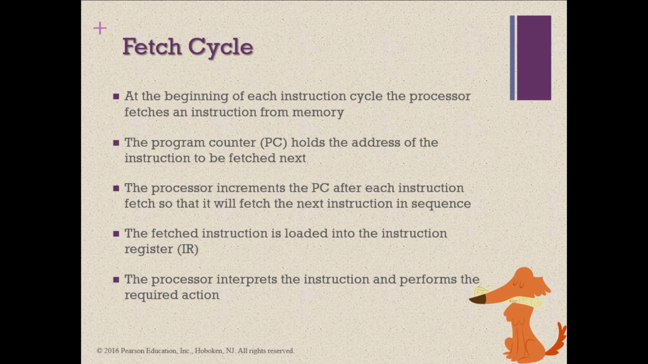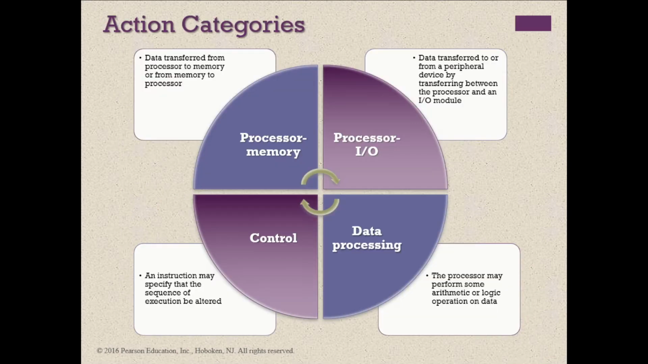The fetched instruction is loaded into a register in the processor known as the instruction register, or the IR. The instruction contains bits that specify the action that the processor is to take. The processor interprets the instruction and performs the required action. So what are these actions? On the next slide we have the action categories. In general, these actions fall into four categories.